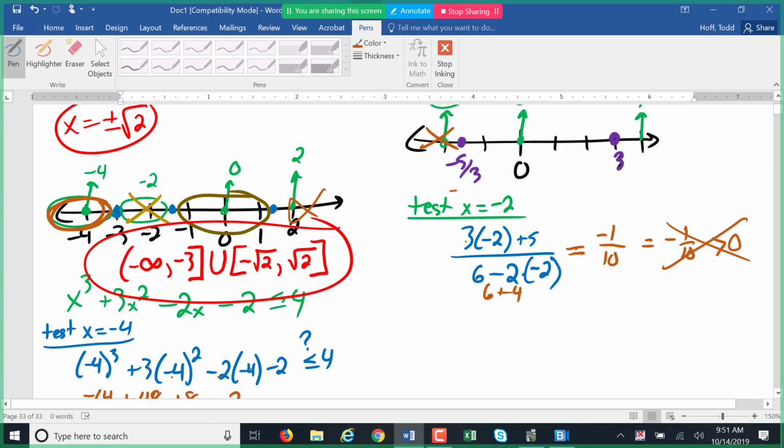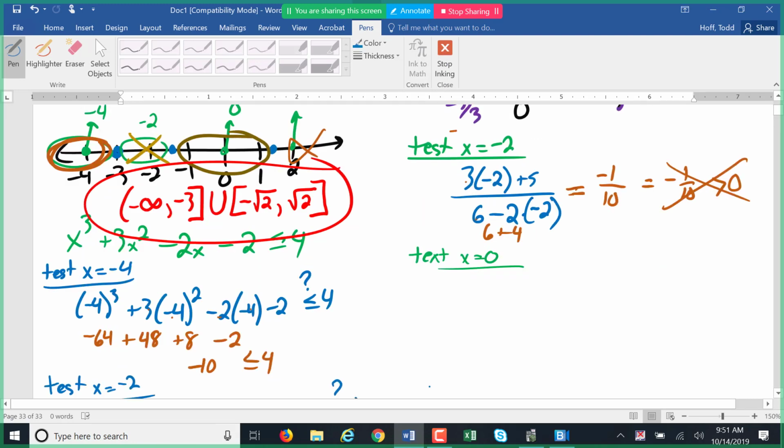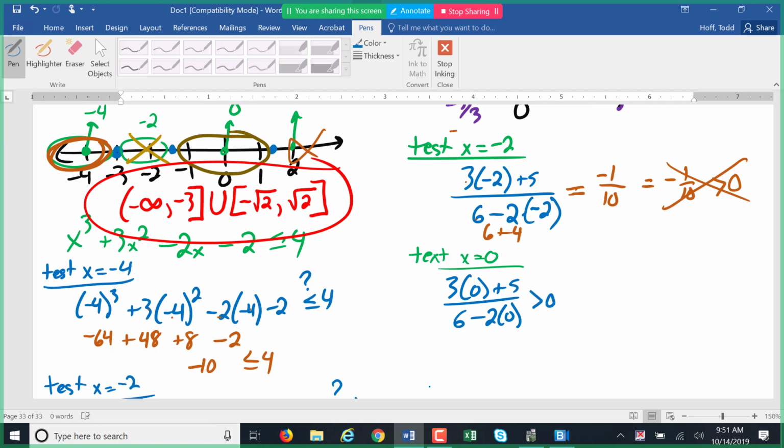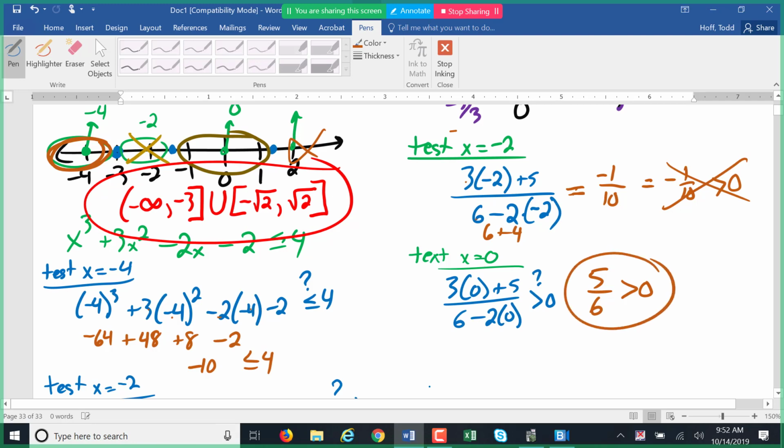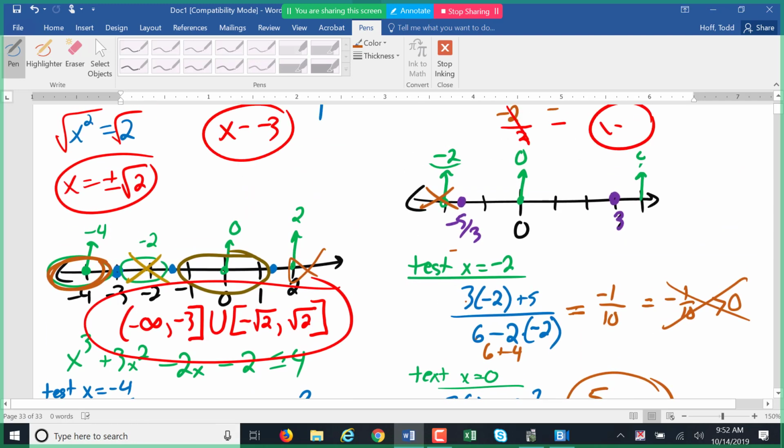So in our next region here, let's test 0. So 3 times 0 plus 5 over 6 minus 2 times 0. Is that greater than 0? 3 times 0 is 0, plus 5 is 5. 2 times 0 is 0, so 6 minus that is 6. 5/6 is definitely greater than 0. So that region is true.